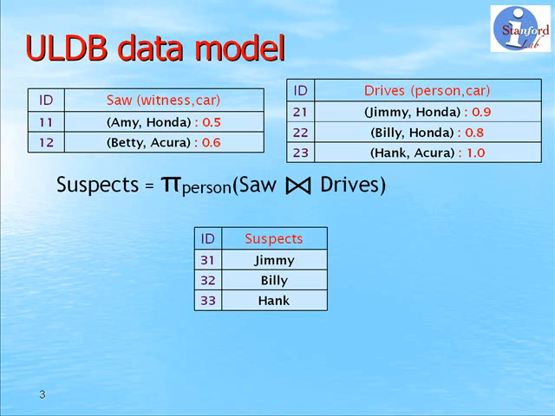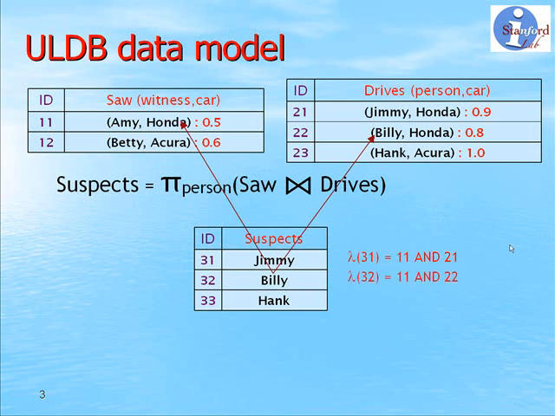Here I'm going to show you how lineage is generated when you do a simple join query of these two relations and project onto the person attribute. The result of this query is shown here, where you have three tuples. Lineage tells you how each of these tuples was produced. The first tuple, Jimmy, was produced by joining tuple 11 from the first relation and tuple 21 from the second relation. So its lineage, denoted lambda of 31, is 11 and 21, which means we need tuple 11 and tuple 21 to be present for tuple 31 to be present in the result.